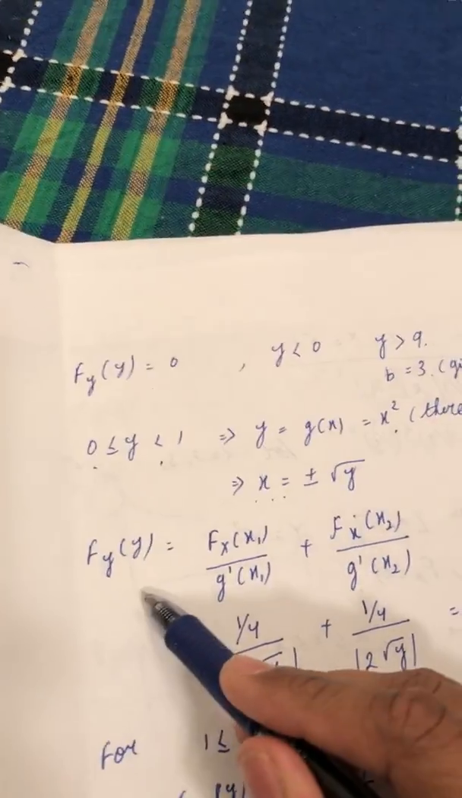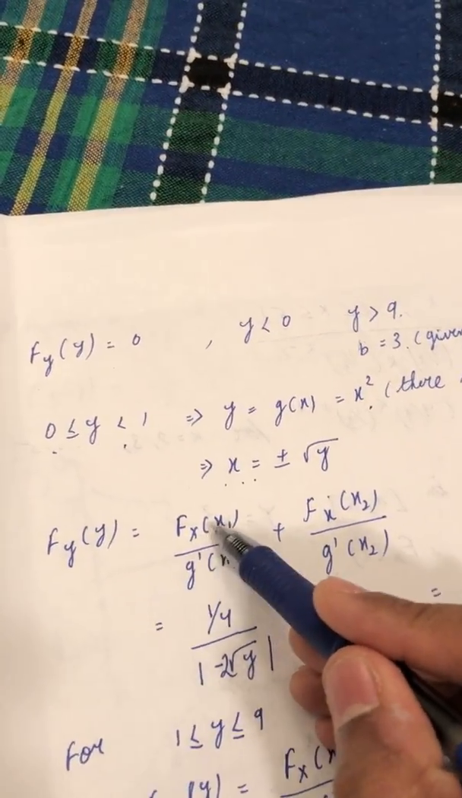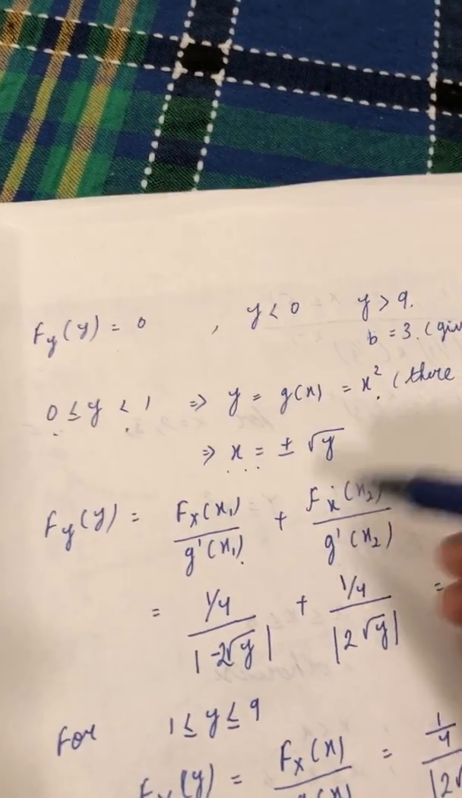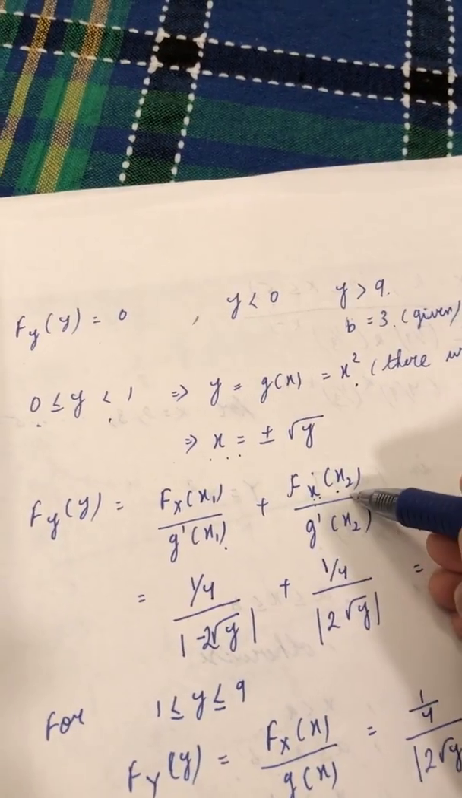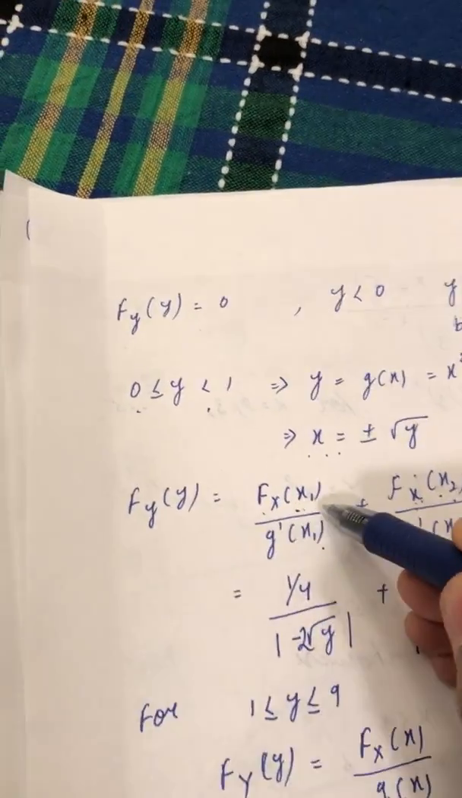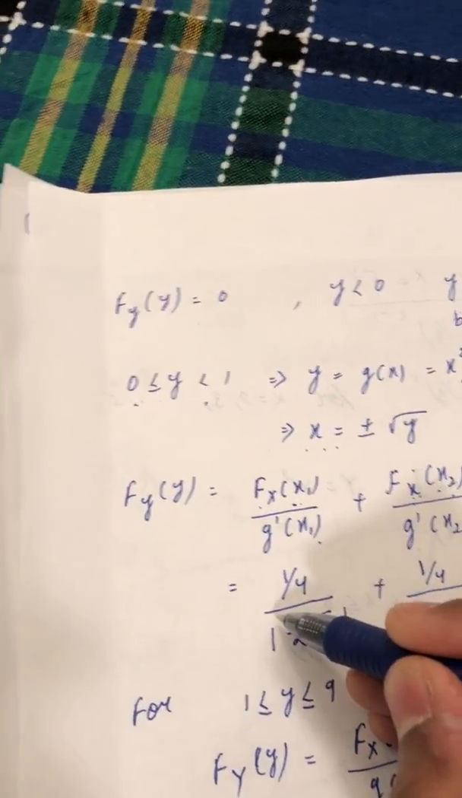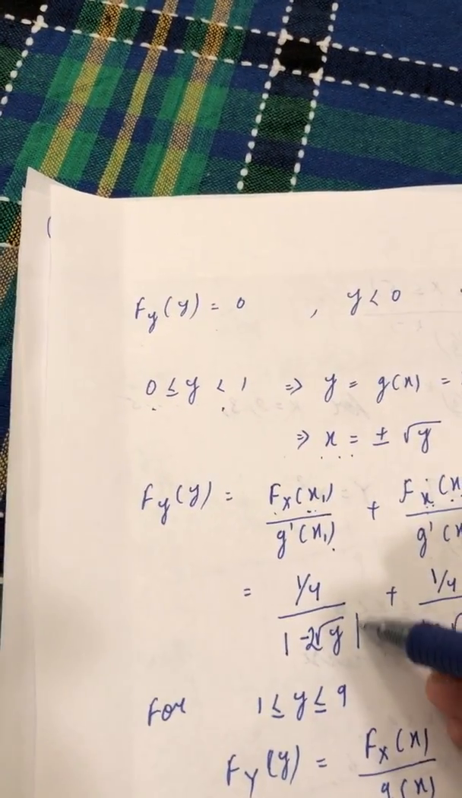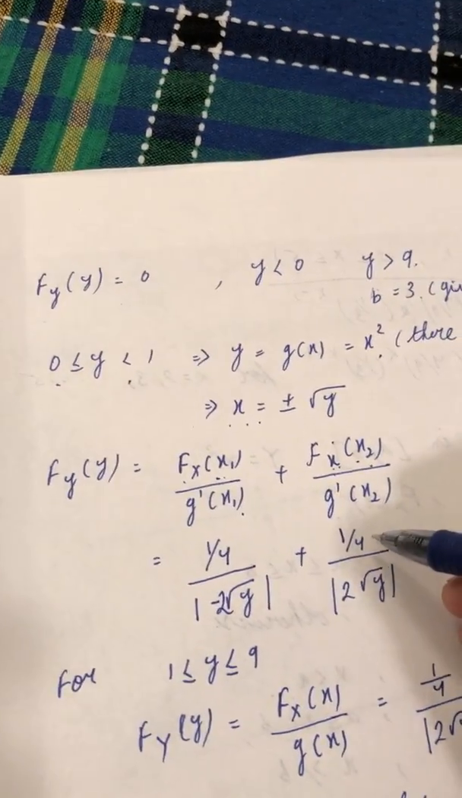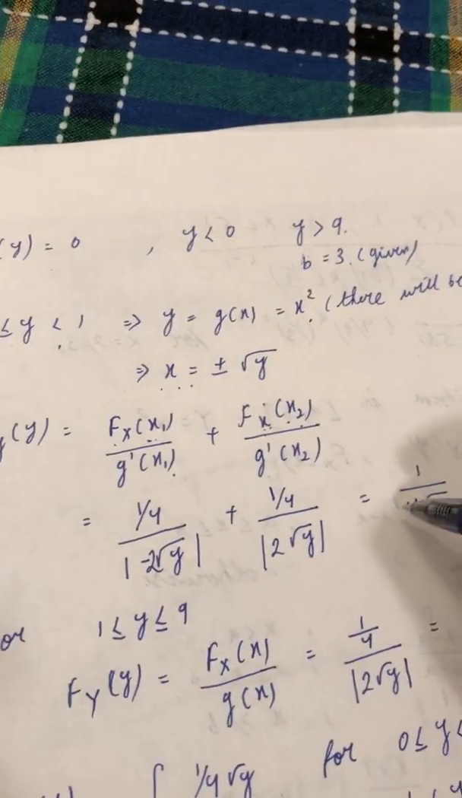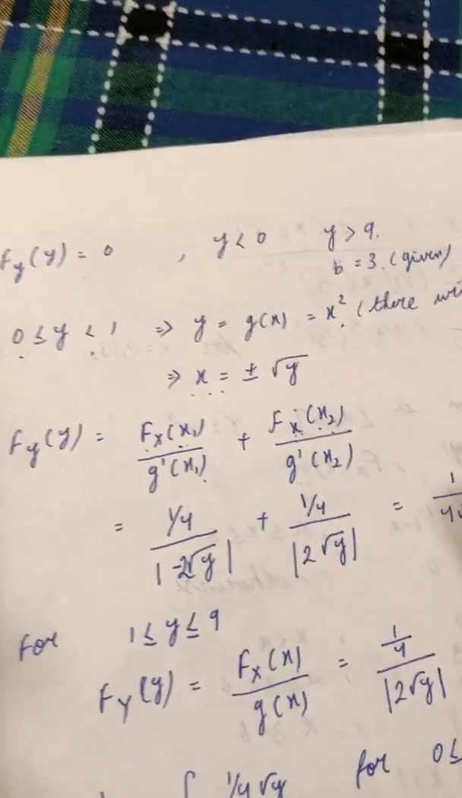So fY(y) is equal to fX(x1) divided by |g'(x1)| plus fX(x2) divided by |g'(x2)|, and we already know the value of fX(x), which is 1 by 4, divided by |minus 2 root y| plus 1 by 4 divided by 2 root y, which is equal to 1 divided by 4 root y.